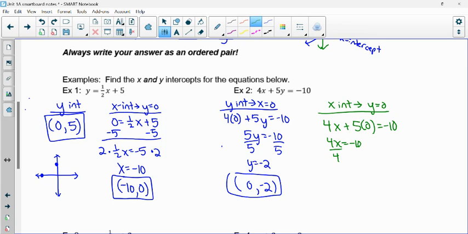Then we would divide by 4. Four does not divide evenly into 10, but we can reduce that fraction. What divides into 10 and 4? 2. So -10 divided by 2 is -5. 4 divided by 2 is 2. So we reduce that to -5/2. If you type that in the calculator, you get -2.5. That's fine also.